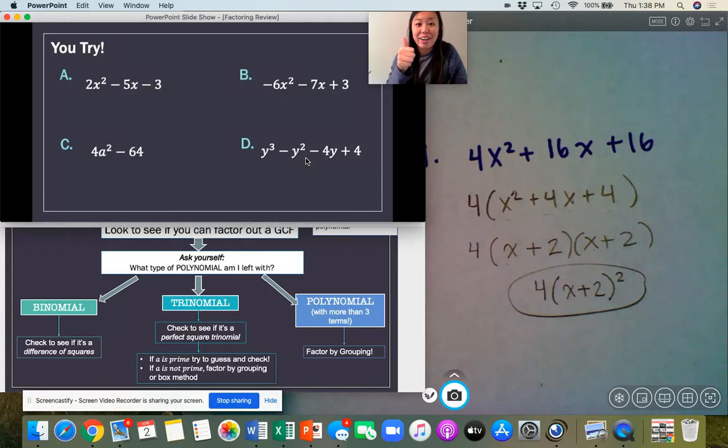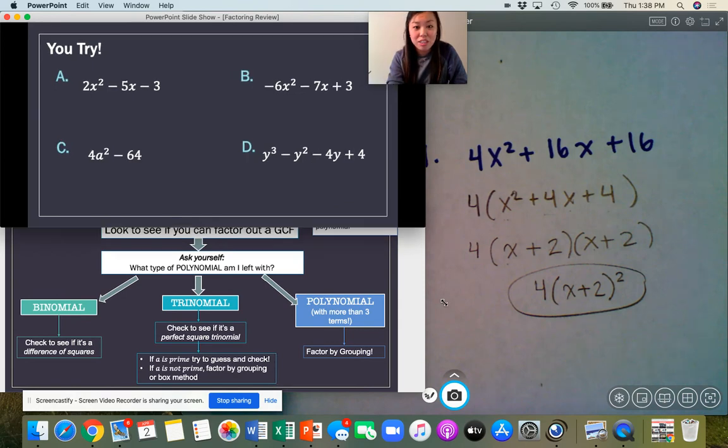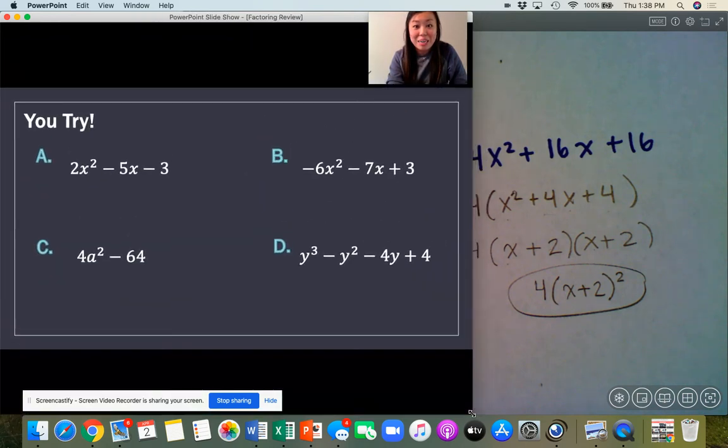All right, great. So hopefully you finished examples A through D, and what we're going to do right now is go over the solutions. So I'm going to enlarge this a little bit. All right, moment of truth. Let's see if you got it. Example A: your factored answer should be the quantity 2x plus 1 times the quantity x minus 3. Did you get it correct? Hope so. All right, let's look at B.